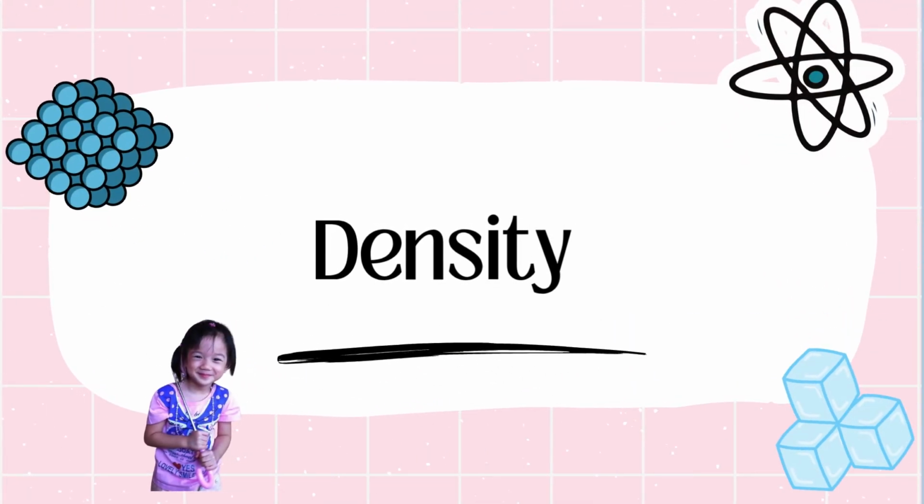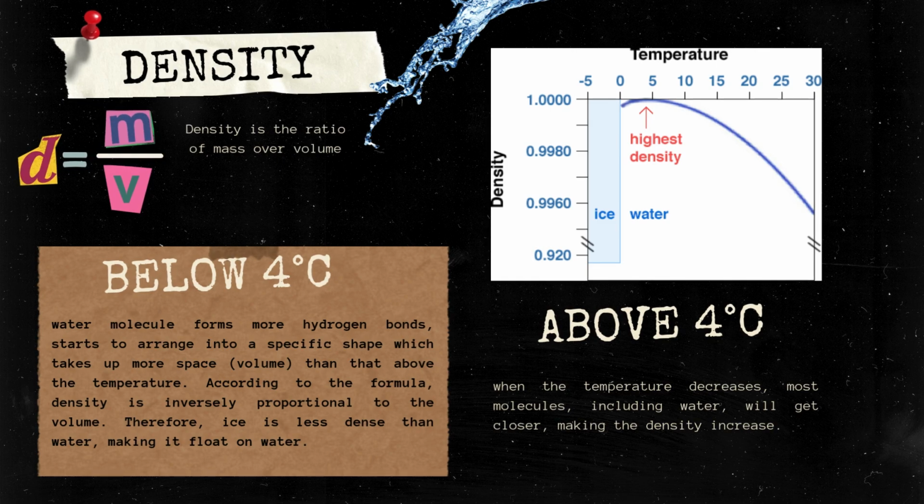Another reason for water to freeze from top down is its density. Density is the ratio of mass over volume. Above 4 degrees Celsius, when the temperature decreases, most molecules, including water, get closer, making the density increase. However, below 4 degrees Celsius, water molecules form more hydrogen bonds, starting to arrange into a specific shape, which is the crystalline lattice that I mentioned in the previous slide, taking up more space or volume than above that temperature. According to the formula, density is inversely proportional to volume.